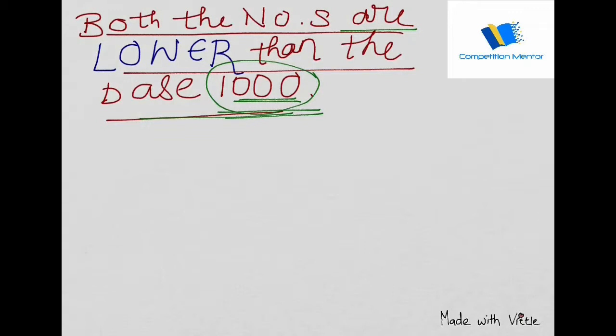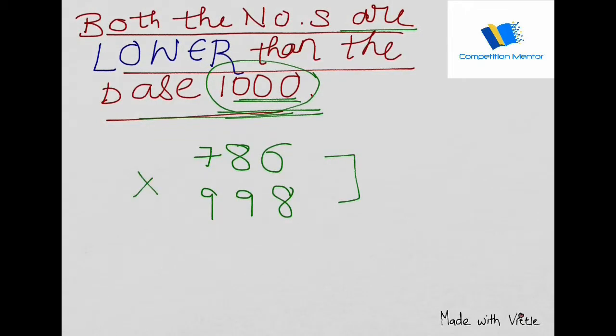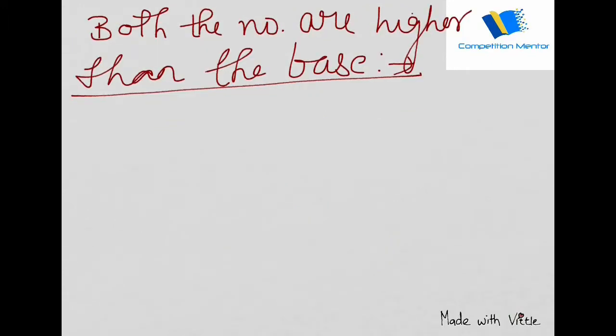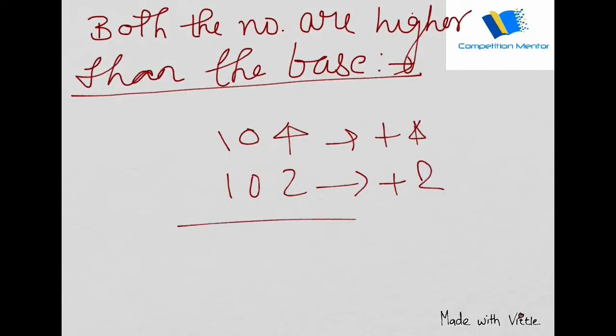We'll see one example. So try this question to multiply them. As we saw, 214 is the deficit, 2 is the deficit, multiply, that is 428, and then 786 minus 2 or 998 minus 214. Now when you have numbers like 104 and 102, this is plus 4, this is plus 2. This is an increase case as compared to the prior case, which was a decrease.